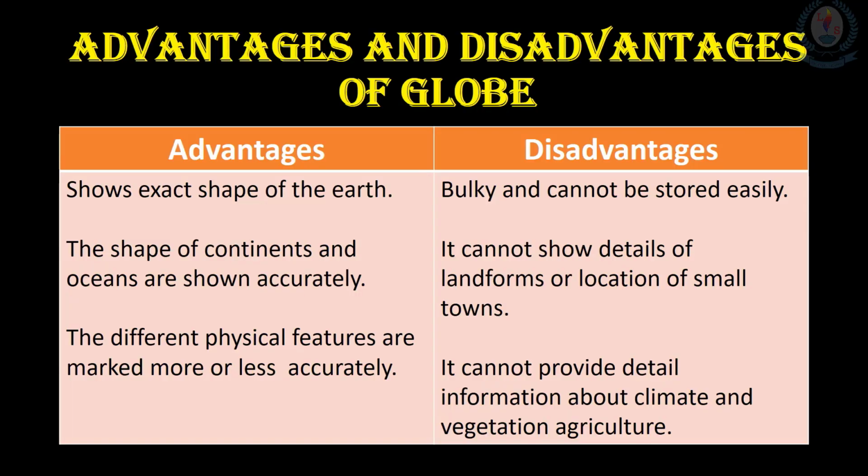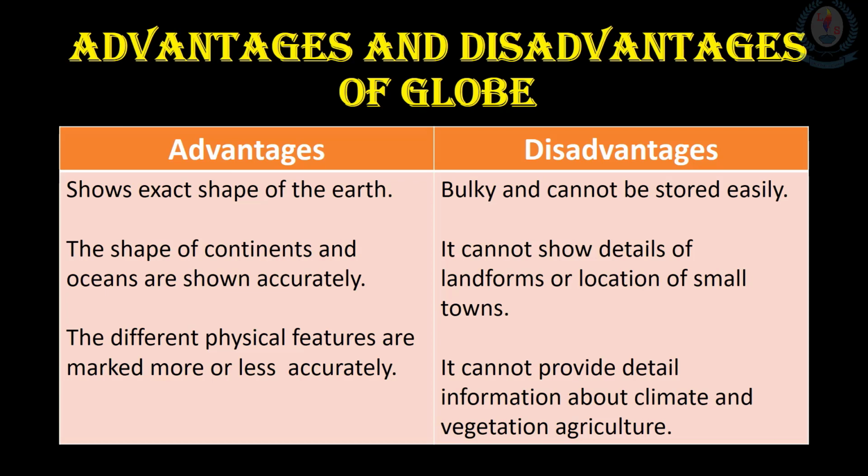Advantages and disadvantages of a globe. First, let's talk about advantages. It shows the exact shape of the Earth. The shapes of continents and oceans are shown accurately. The different physical features are also marked more or less accurately.